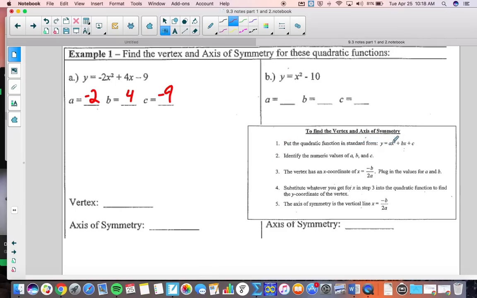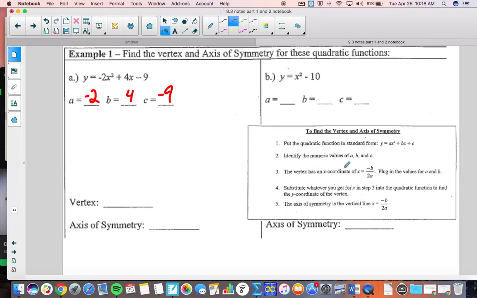so y equals ax squared plus bx plus c. Then we're going to identify the coefficients of each of those three terms. a is always the coefficient of the x squared, b is the coefficient of the x, and c is the constant. So a is -2, b is 4, c is -9.